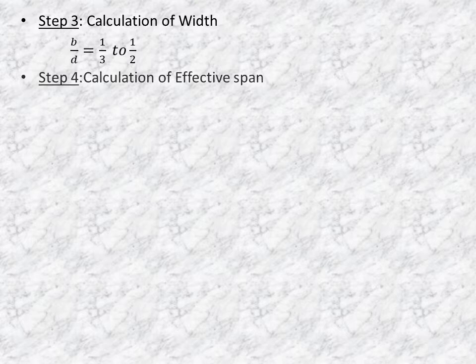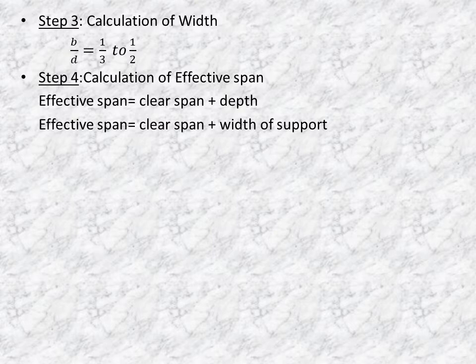Okay, we calculate the effective width. B by D is equal to 1 by 3 to 1 by 2. That is, effective width value has to be D by 3 to D by 2. Calculation of effective span is the next one. That is L effective, clear span plus depth or clear span plus width of support. We take the minimum value.